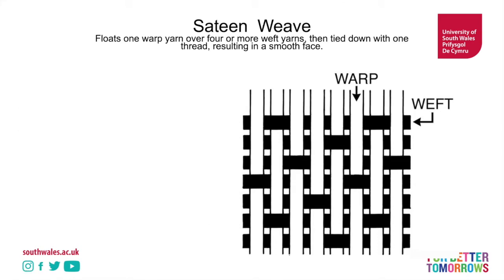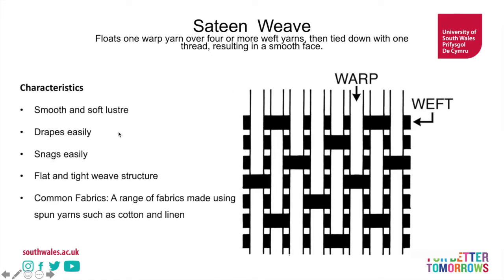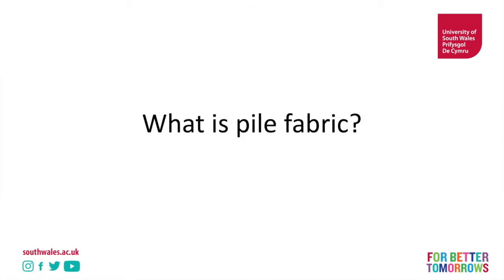Now let's talk about sateen weave. Now sateen with two E's is made in the same way. It has almost all the same properties, but it's using spun yarns such as cotton and linen. So very slightly different wording there, but very similar fabrics. So it's important to know the difference. Oh crikey, what is a pile fabric? So while we're talking woven fabrics, let's talk variations thereof.